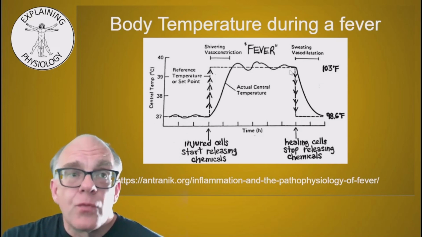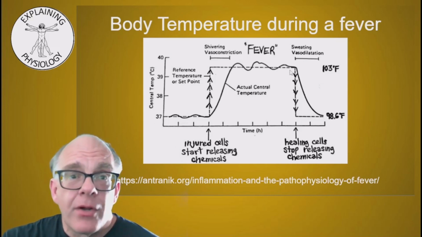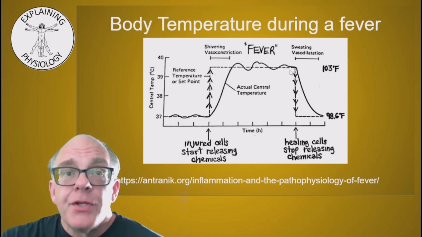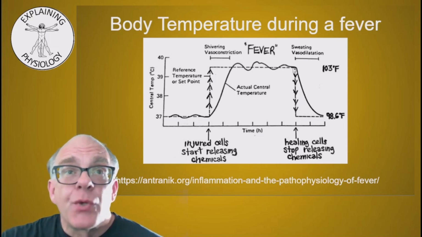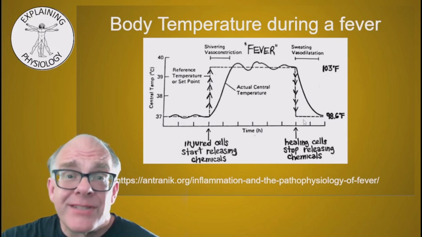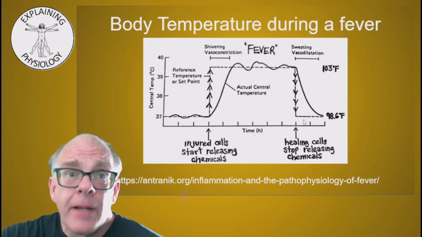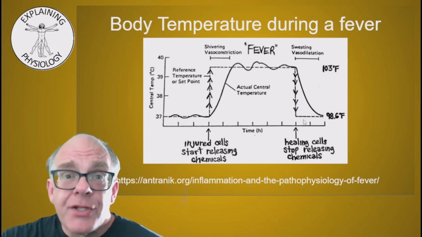Once that has occurred, once the pathogen, the disease-causing particle, has been eliminated from the body, you no longer have that signal. The cells that were releasing the signals that said to increase this temperature are going to stop doing that, and so our set point is going to come back down here to about 37 degrees Celsius, 98.6 degrees Fahrenheit. But again, regulated change. We're changing the set point in response to something that needs to occur within the body.